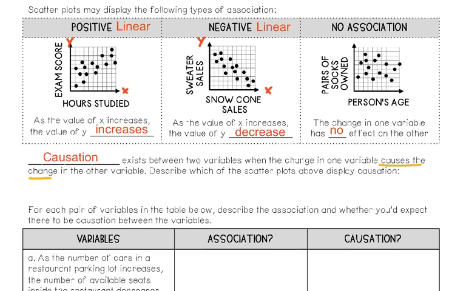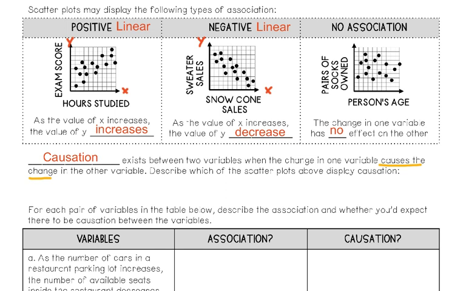Now is a good place to talk about causation. Causation exists between two variables when the change in one causes the change in the other. So let's look at the positive linear association here. The more hours that were studied, the higher your exam score was. This is a causation. People did better on the test because they studied more.